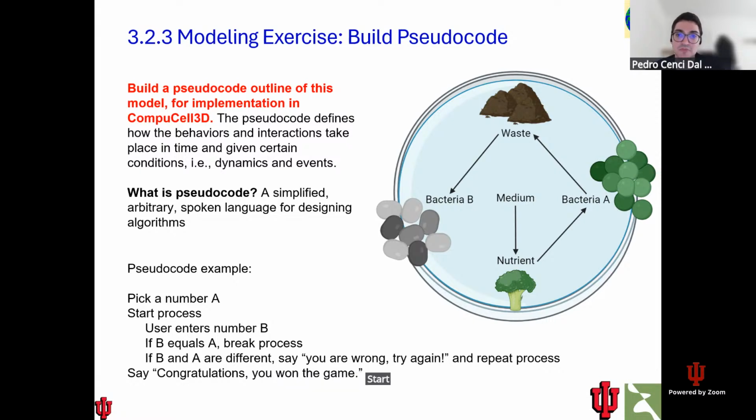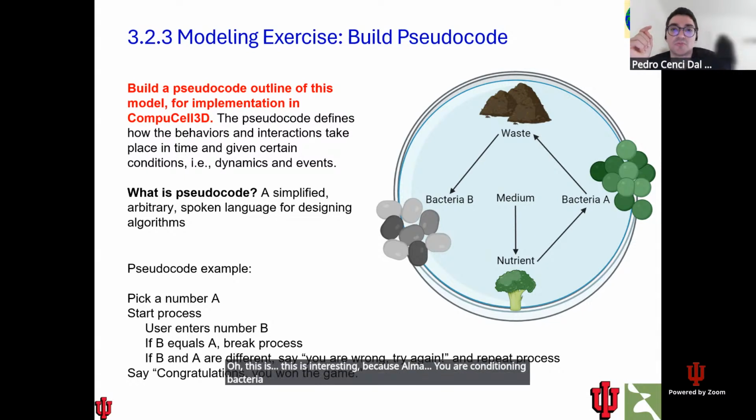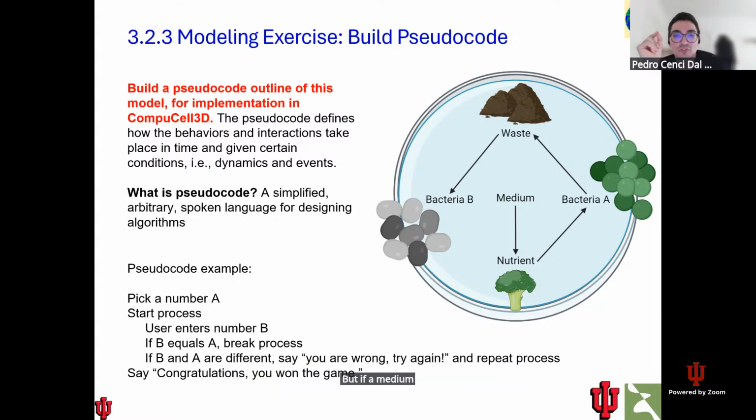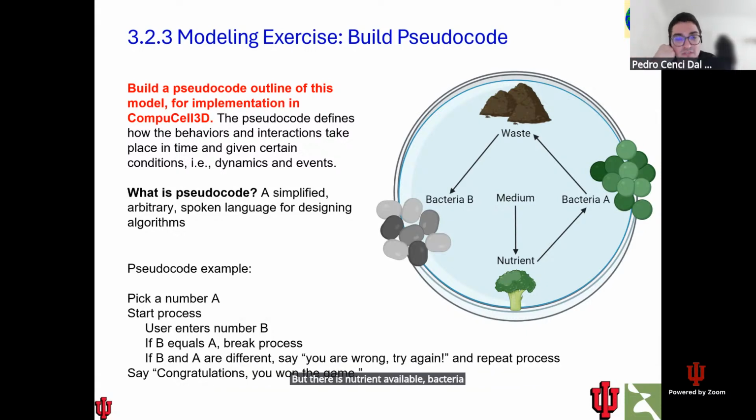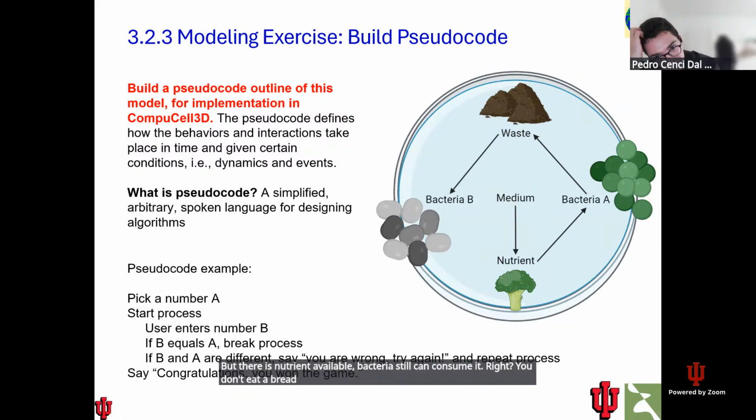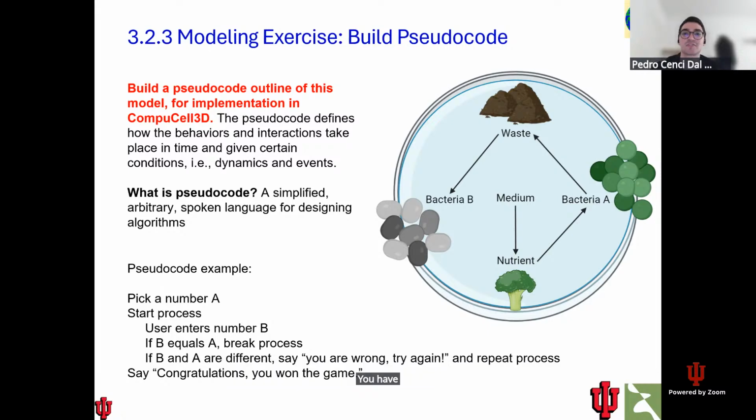Start process. If medium produce nutrient, bacteria A eats nutrient. Oh, this is interesting because Alma, you are conditioning bacteria eating nutrient to medium producing nutrient. But if a medium produced nutrient in the past and it's not producing nutrient anymore, but there is nutrient available, bacteria still can consume it, right? You don't stop eating bread because you have 10 minutes left. Okay, let's go on.